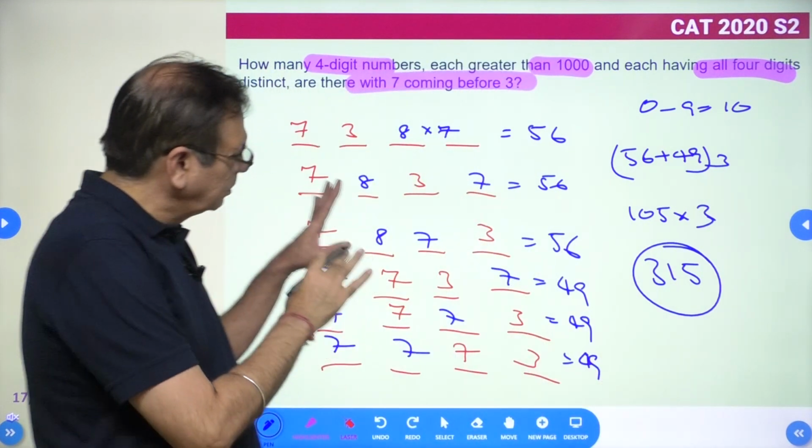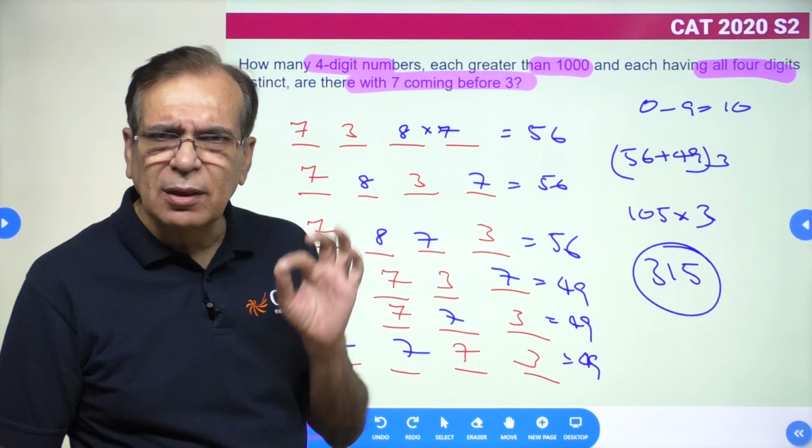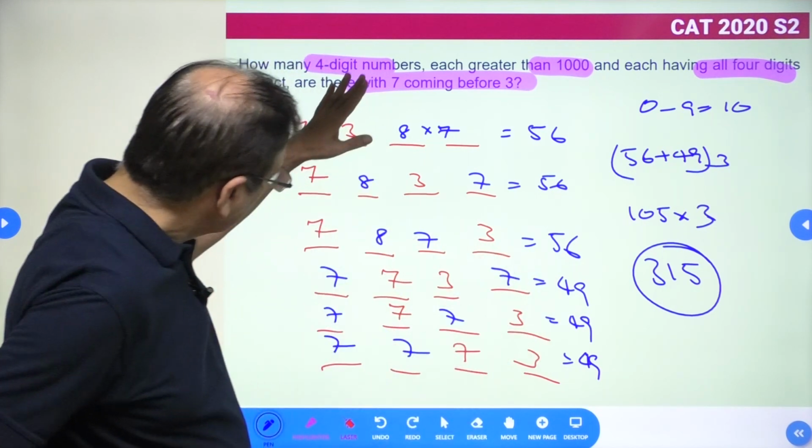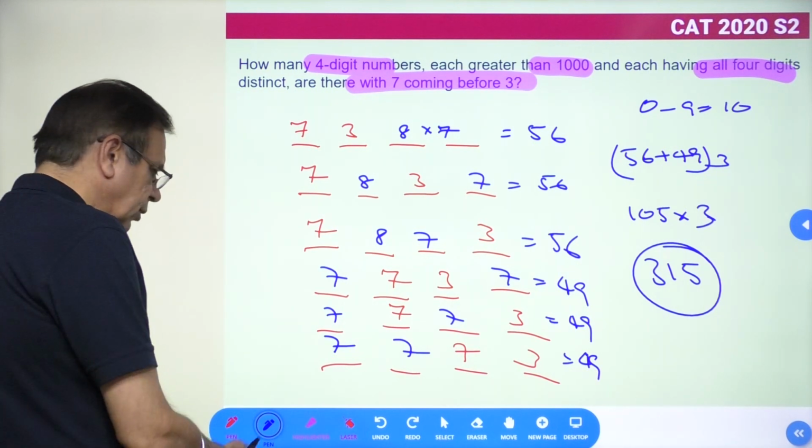So CAT, remember, gives you ample time. If you are able to do a question in 3 minutes, you are absolutely on track. So even if you need to make cases, please don't hesitate in terms of making the cases.